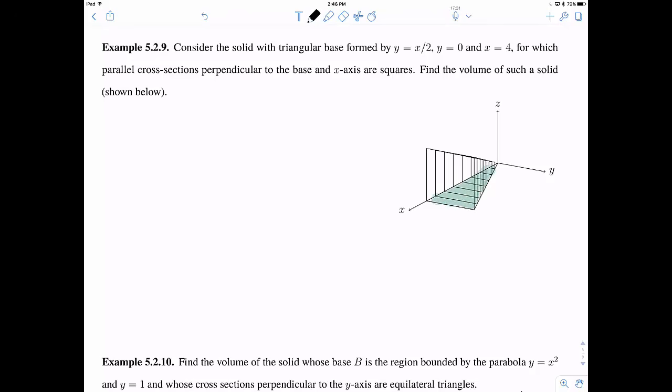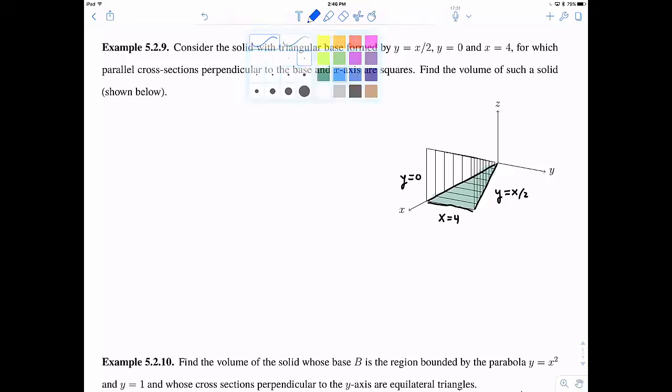It looks like some sort of cone almost. So here is my xy plane. And this line right here is going to be that y equals x over 2 that they talk about above. Here is y equals 0. And then finally I have x equals 4. So that's all in the xy plane. It's a little bit weird because it's tilted on its side. And then we can see that we have these cross sections, which are squares. Well, they're all parallel to one another, and they're perpendicular to that base.